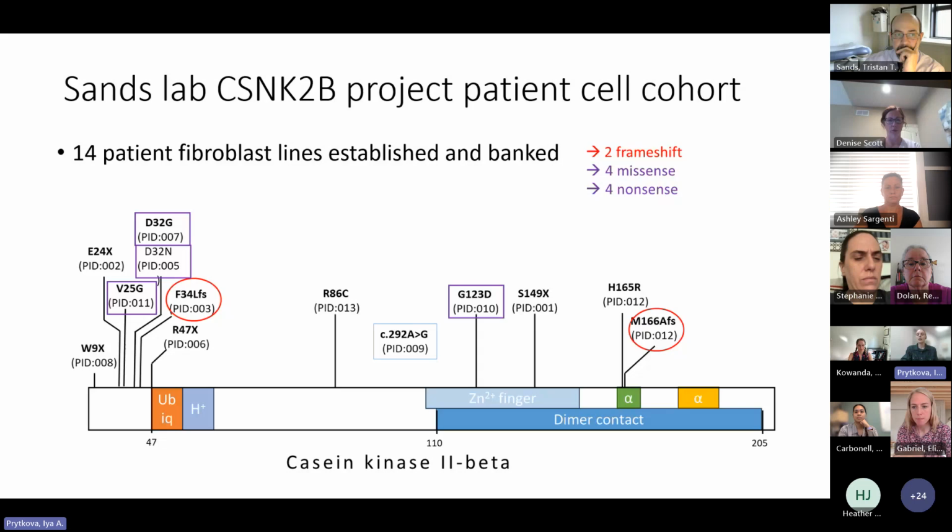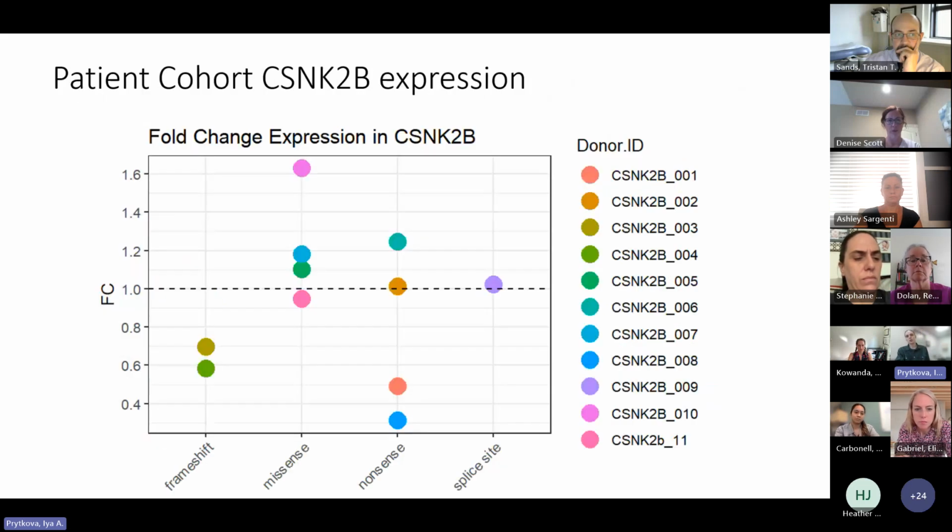So our first order of business was to characterize expression. What you're looking at here is a plot of RNA, so that is the gene product that gets transcribed across our different patient lines. The fold change in expression relative to control. So if it's above 1, it means it's higher. If it's below 1, it means it's lower.